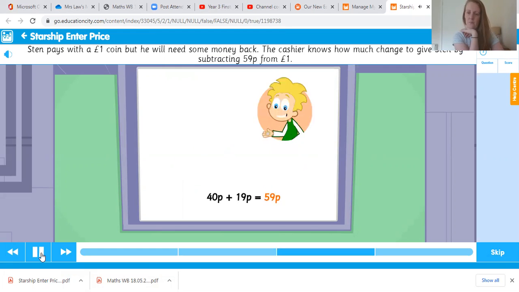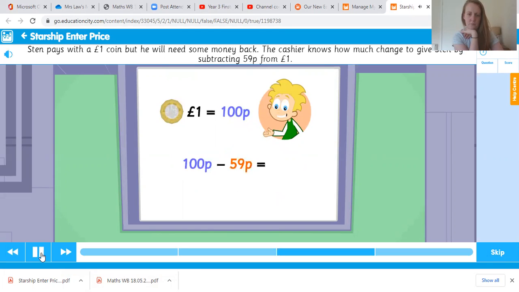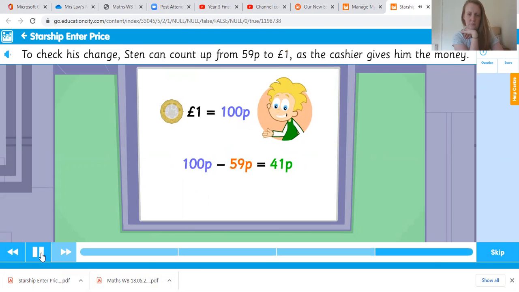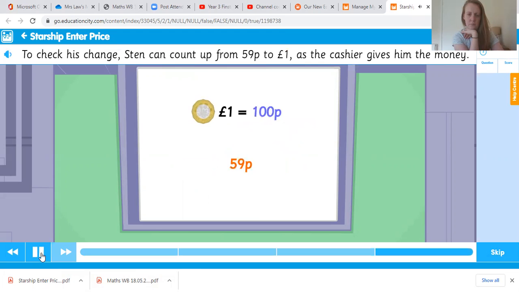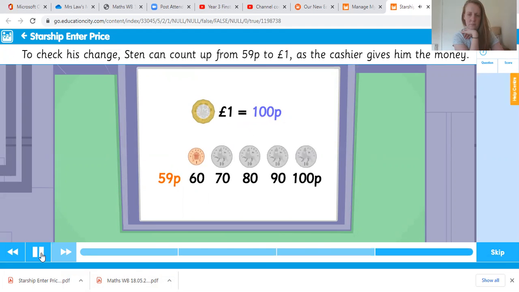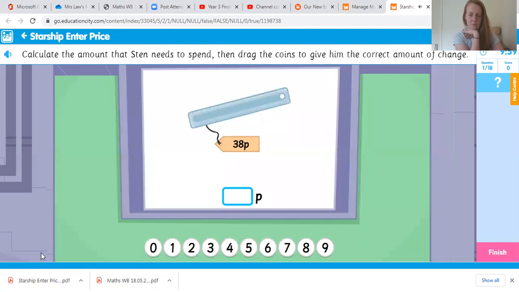Sten pays with a £1 coin, but he'll need some money back. The cashier knows how much change to give Sten by subtracting 59p from £1. To check his change, Sten can count up from 59 pence to £1 as the cashier gives him the money. Calculate the amount that Sten needs to spend, then drag the coins to give him the correct amount of change.